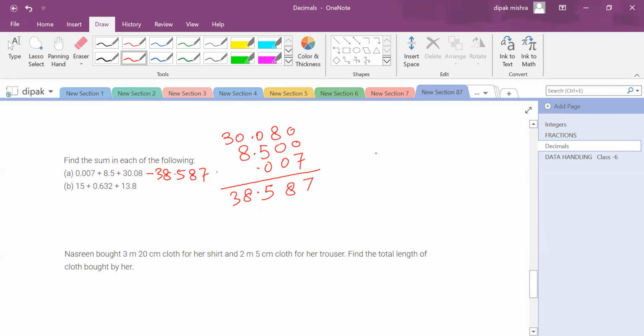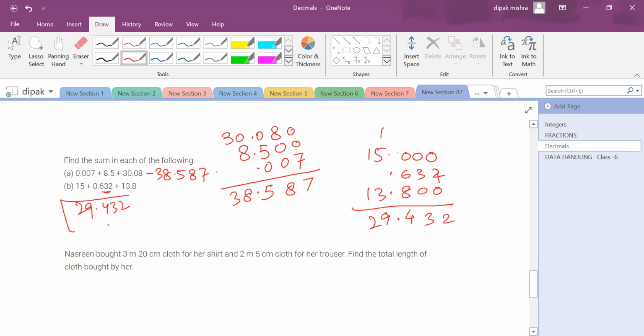Similarly, we can do the next question, 15 point. Now after the decimal, the maximum is 3 digits, so put 3 zeros here. Then 0.632, then 13.800. So 2, 3, 6 plus 8 is 14, 1 carryover, 1 plus 5 is 6, 6 plus 3 is 9, and 2. So 29.432 is your answer.